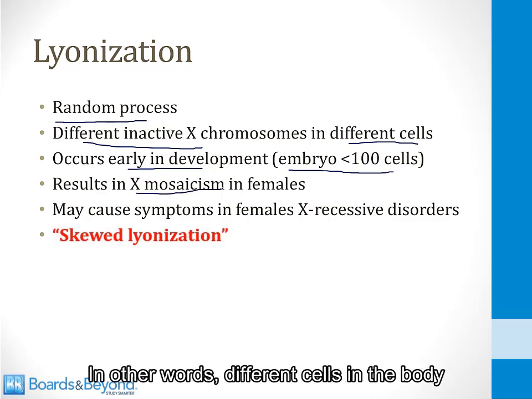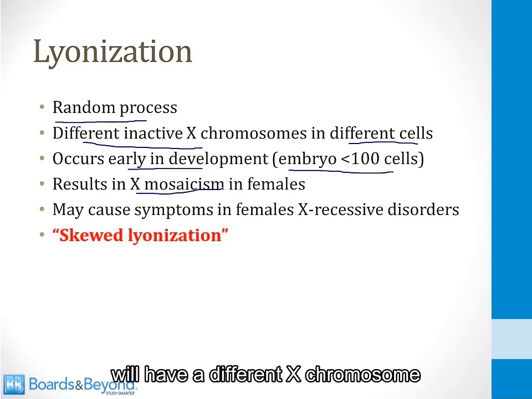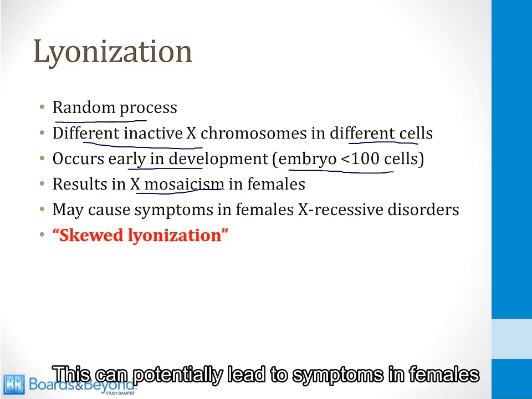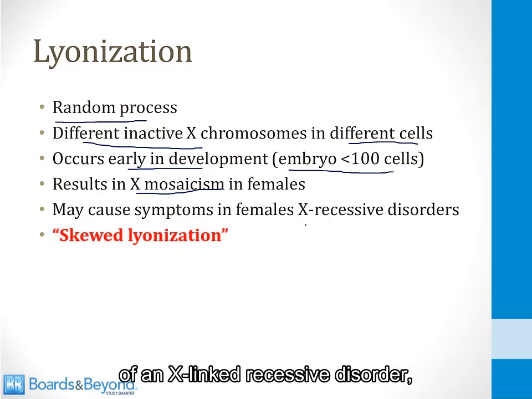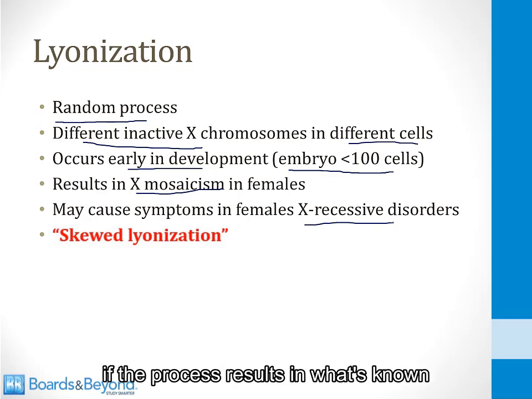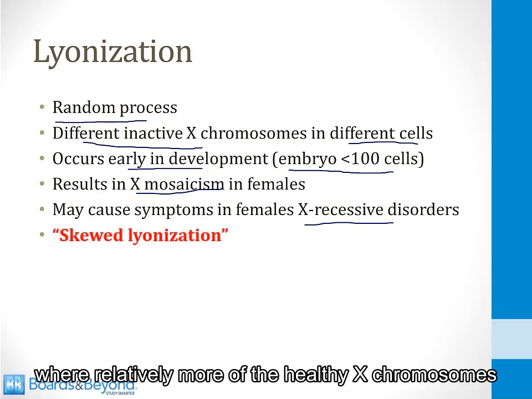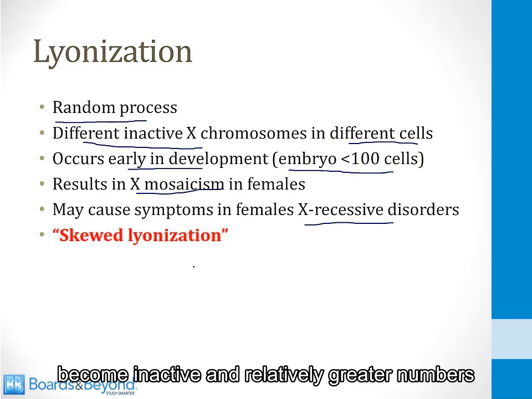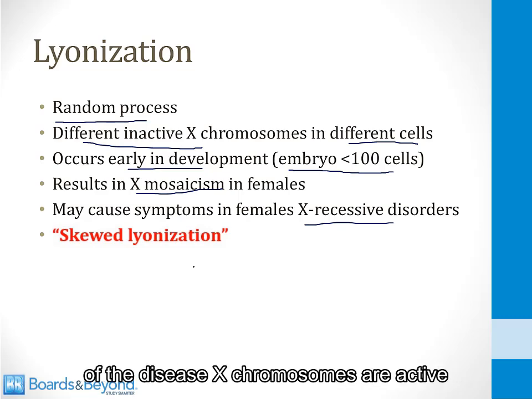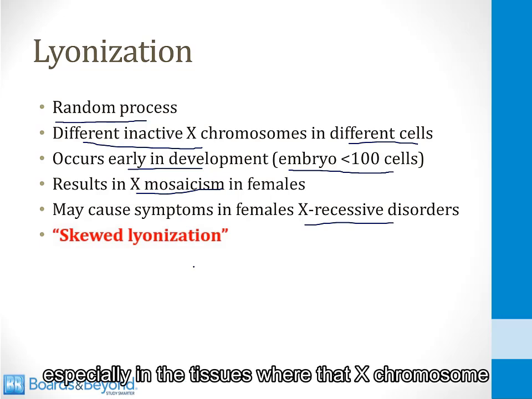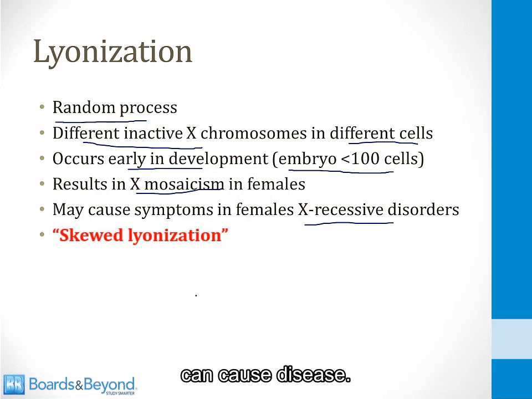In other words, different cells in the body will have a different X chromosome that is working compared to others. This can potentially lead to symptoms in females of an X-linked recessive disorder if the process results in what's known as skewed lionization, where relatively more of the healthy X chromosomes become inactive and relatively greater numbers of the diseased X chromosomes are active, especially in the tissues where that X chromosome can cause disease.